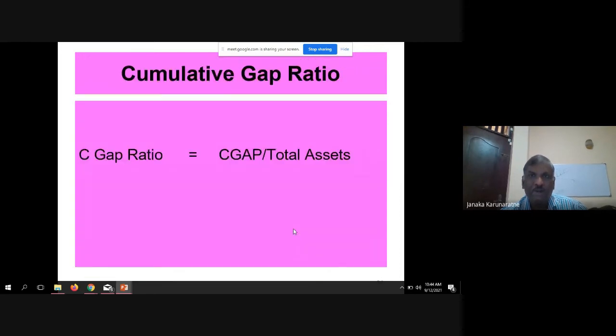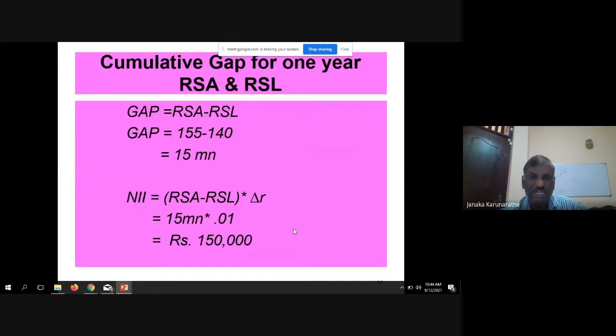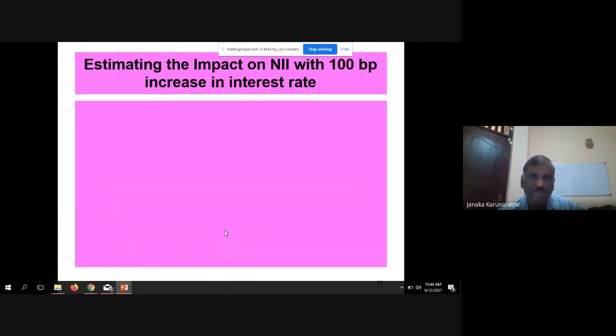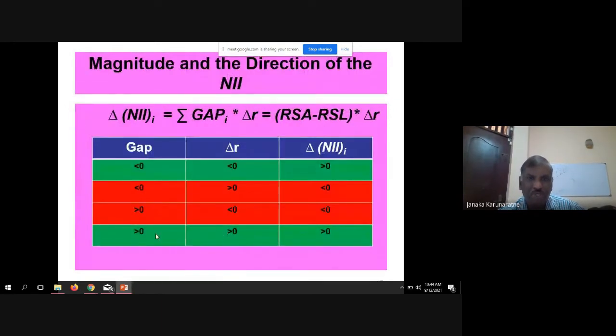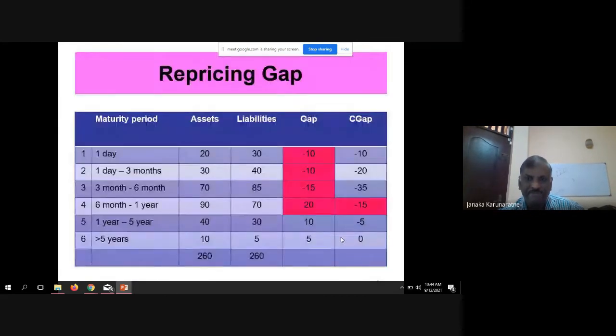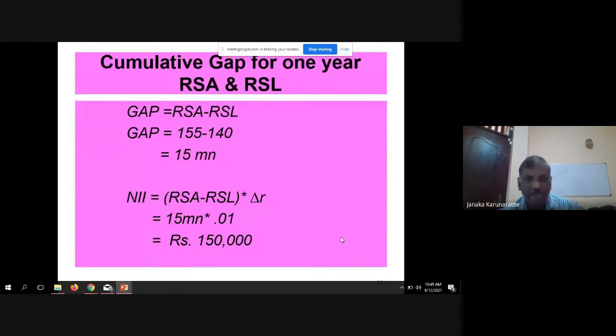So for the possible impact of an interest rate increase of 1%, you have a positive income. Because your gap is positive, an interest rate increase is also positive for you. So your gap is positive, interest rate increase of 1%, you end up with a positive result for net interest income. That means you will end up with 150,000 positive, increasing earnings. So net interest income will go up by 150,000. So your C gap ratio is 15 divided by 270.